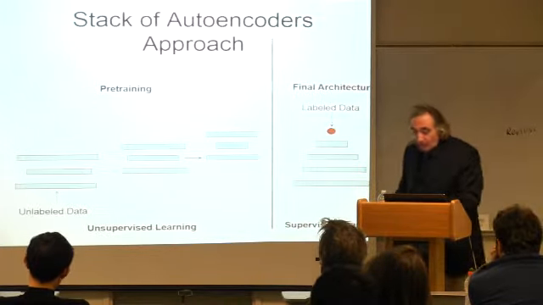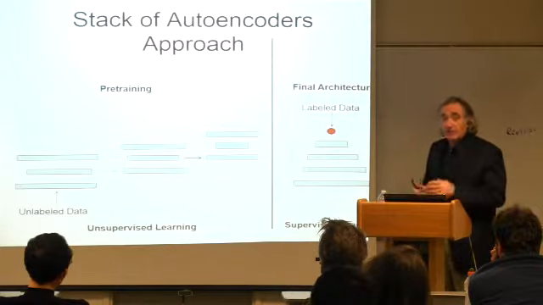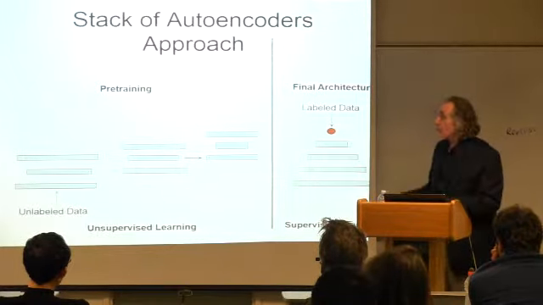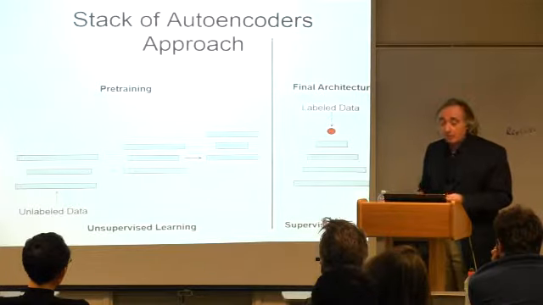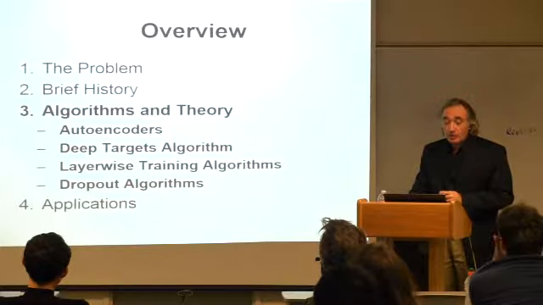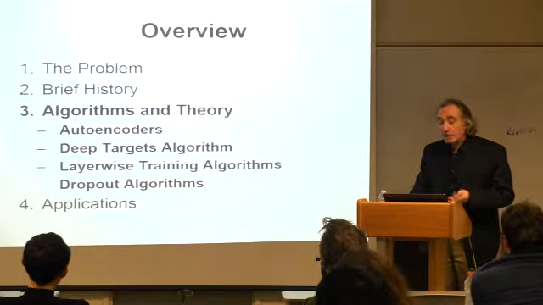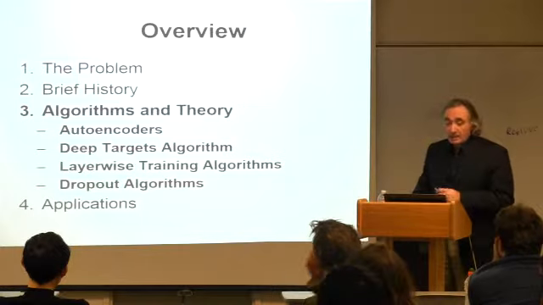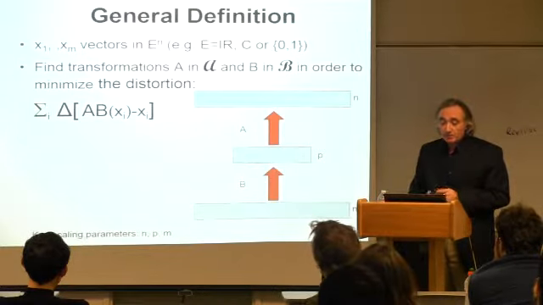So if you want to try to understand this a little bit more mathematically, the first thing you have to do is to understand autoencoders better. So let me say a few things about autoencoders, what we know about them today and what they're doing, and then I'll show you some other algorithms complementary to this one that can allow you to train deep architectures.